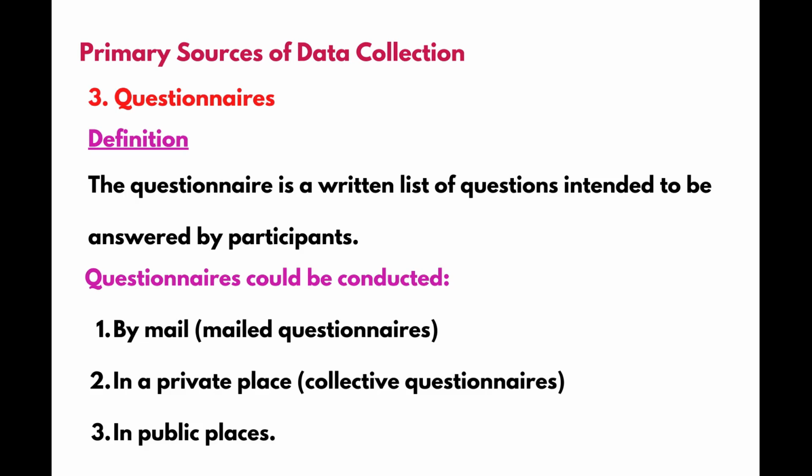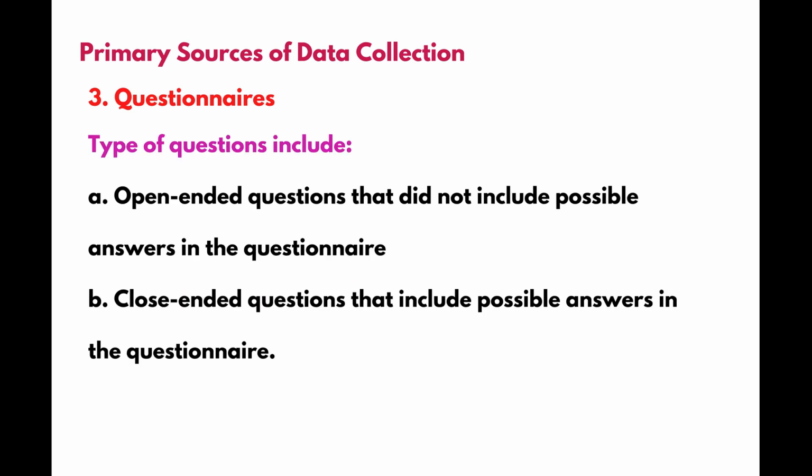The questionnaire is a written list of questions intended to be answered by participants. Questionnaires could be conducted by mail, known as mailed questionnaires, by meeting participants in a private place, known as collective questionnaires, or in public places. Types of questions: open-ended questions that do not include possible answers in the questionnaire, or close-ended questions that include possible answers in the questionnaire.